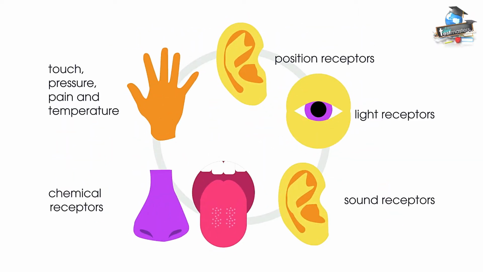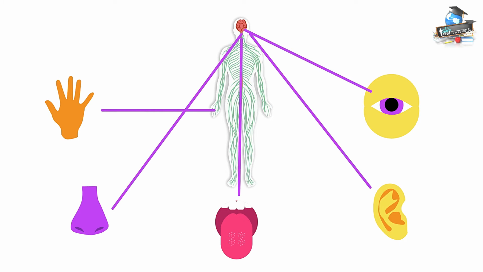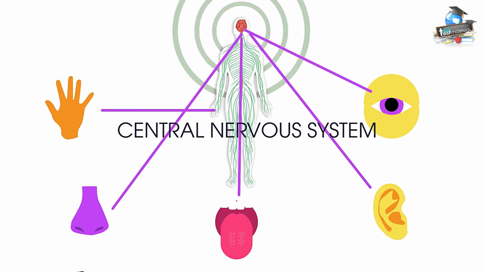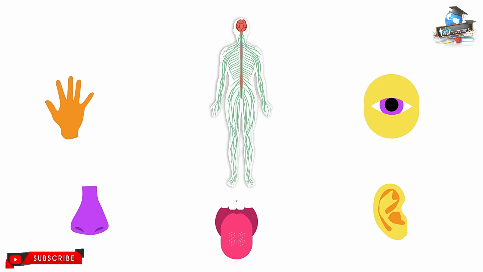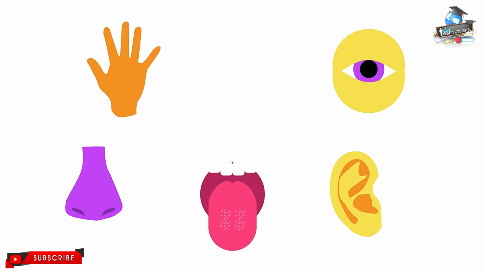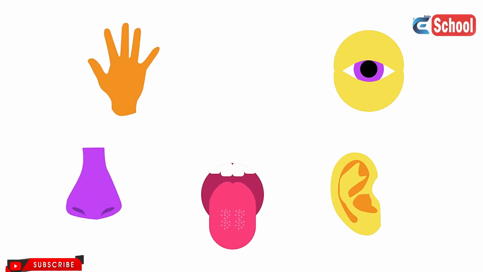When the receptor cells of the sense organ are stimulated, they relay this information along nerve cells or neurons to the central nervous system. There are different types of receptor cells which are sensitive to different stimuli. Humans have 5 senses: sight, hearing, taste, touch, and smell.